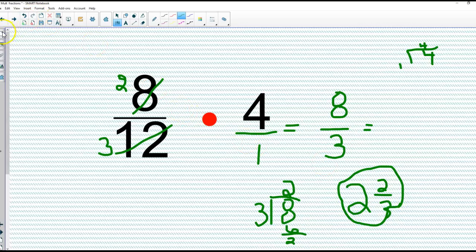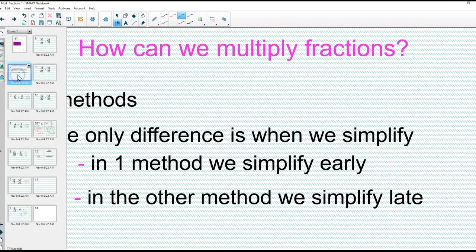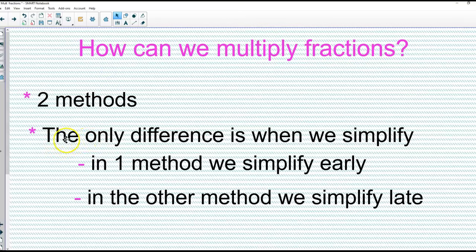Okay. So when we are multiplying fractions, you may use either method. You may multiply straight across where you're simplifying late in the problem. That's perfectly fine. Or you can use the method that I just showed you in which you simplify early. It doesn't matter which one you use as long as you remember to always reduce the fractions and change them if they are improper.